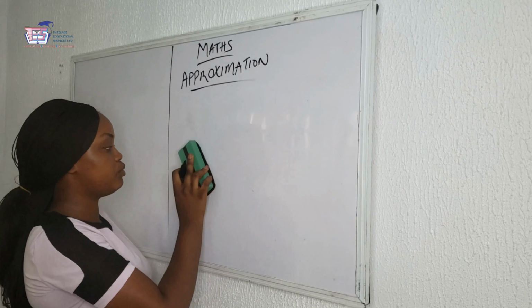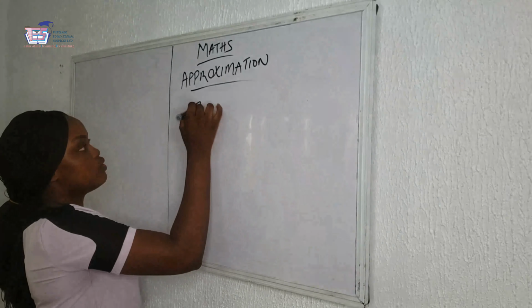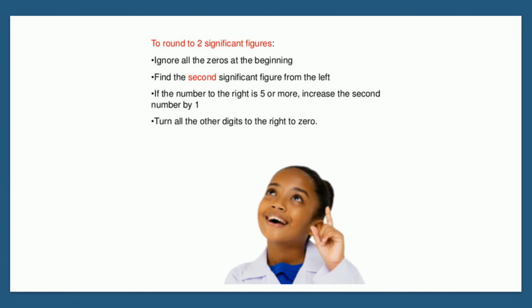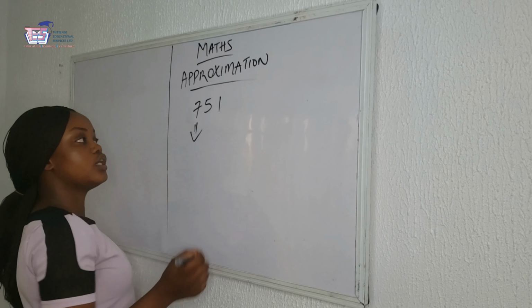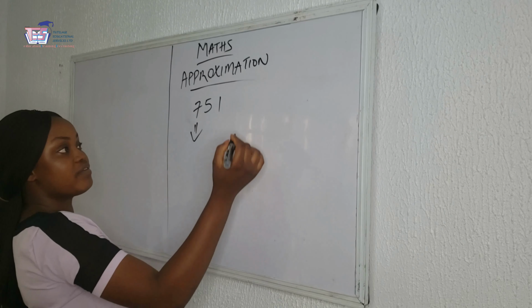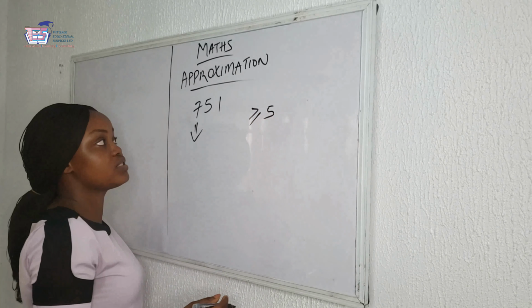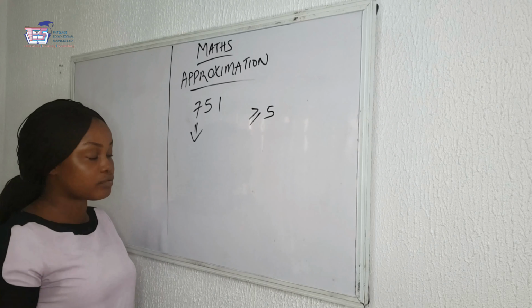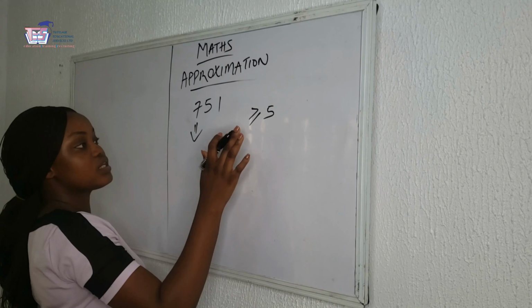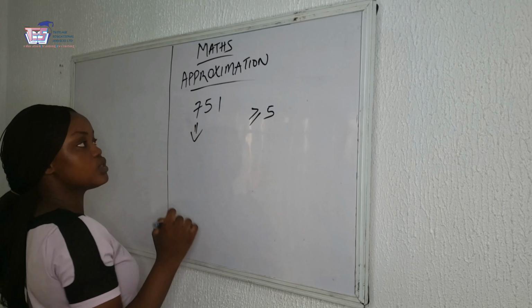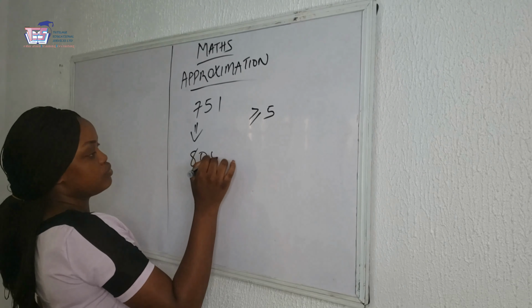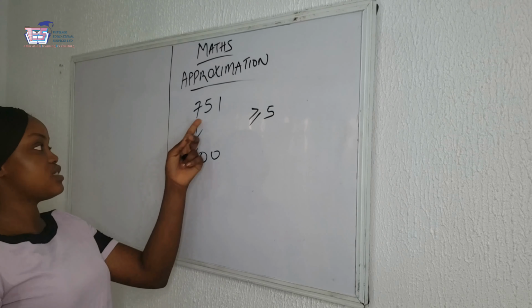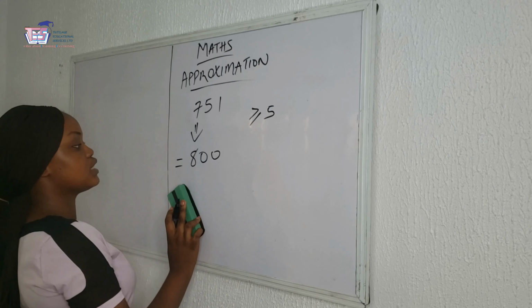Now let's look at another example. We have 751. We have to approximate this to one significant figure. Like we've been doing, the first significant figure is 7. The number after 7 is 5. And 5 is greater than or equal to 5. That means anything from 5, 6, 7, 8, and so on. So what do we do? We add 1 to 7. And when you add 1 to 7, you have 8. Then the rest becomes 0. So this is the answer when you are approximating 751 to one significant figure.